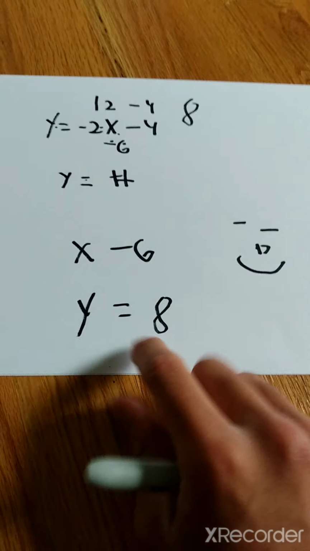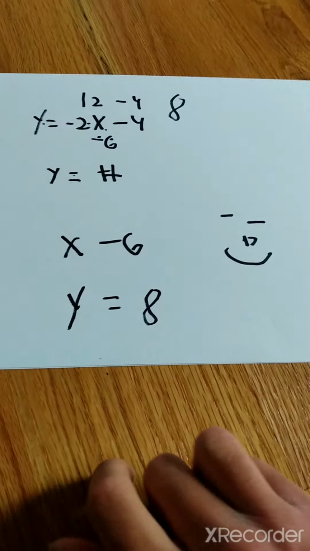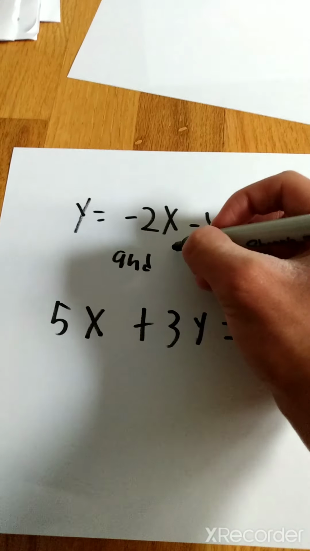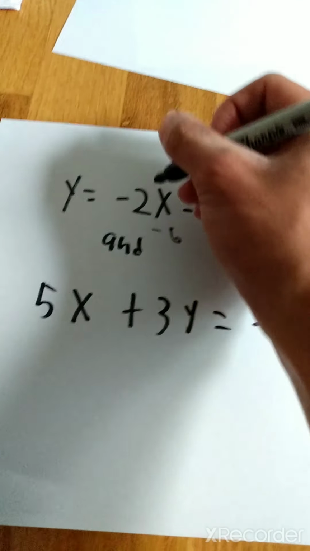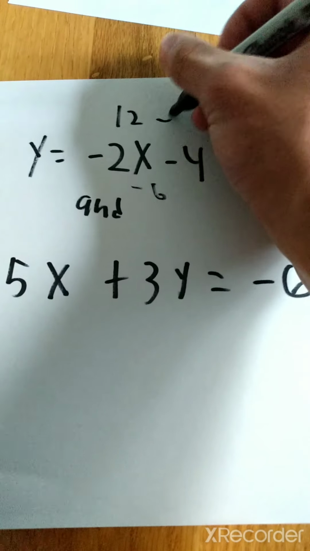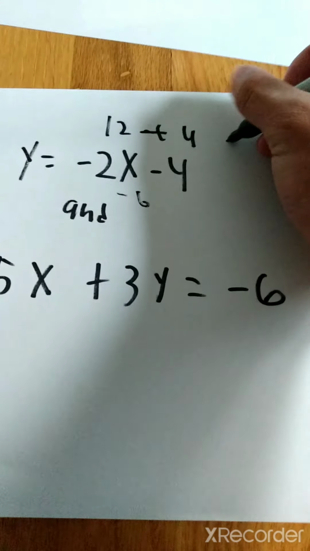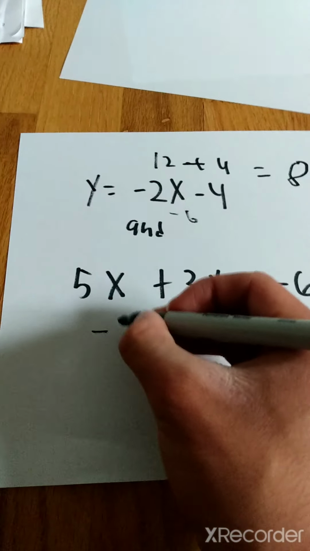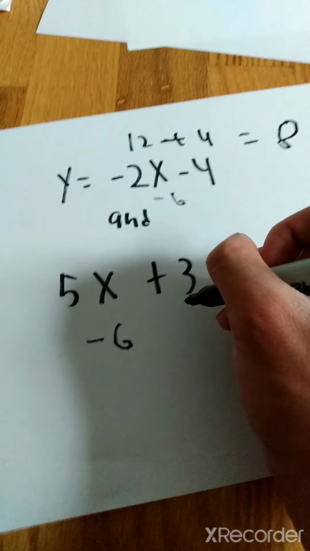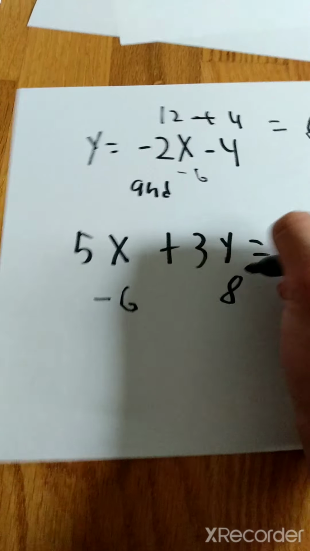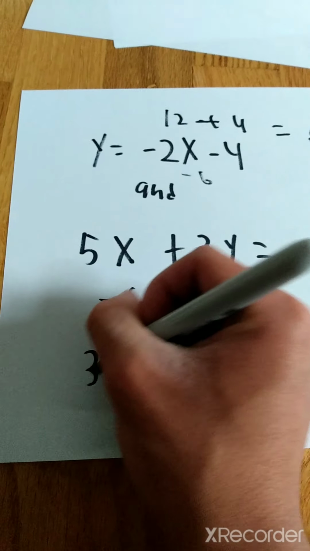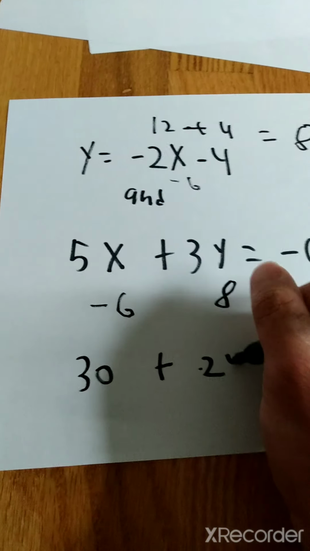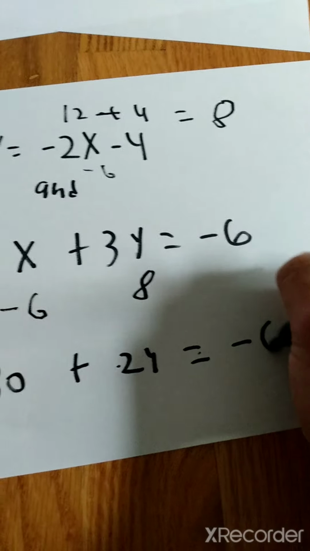Since we got x and y as single numbers, let's insert them into these two equations to see if they're true. So, negative 6 and negative 2, we multiply, we knew that was 12. Minus 4, we're going to get 8. So, for x, we insert negative 6, and for y, we insert 8. So, 5 times negative 6 is going to be negative 30. We add 3 times 8, that's going to be 24. And that's going to equal negative 6.